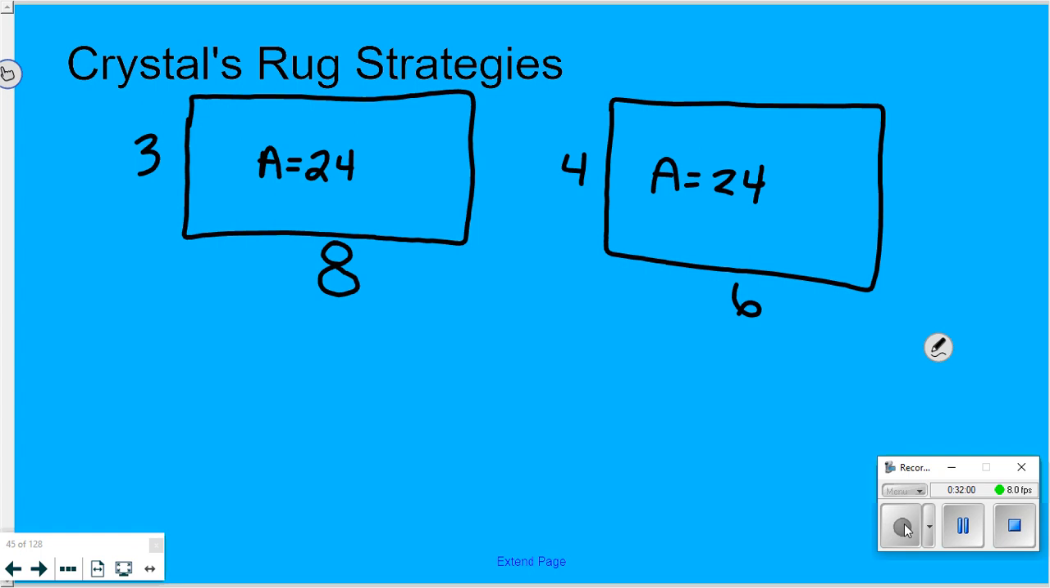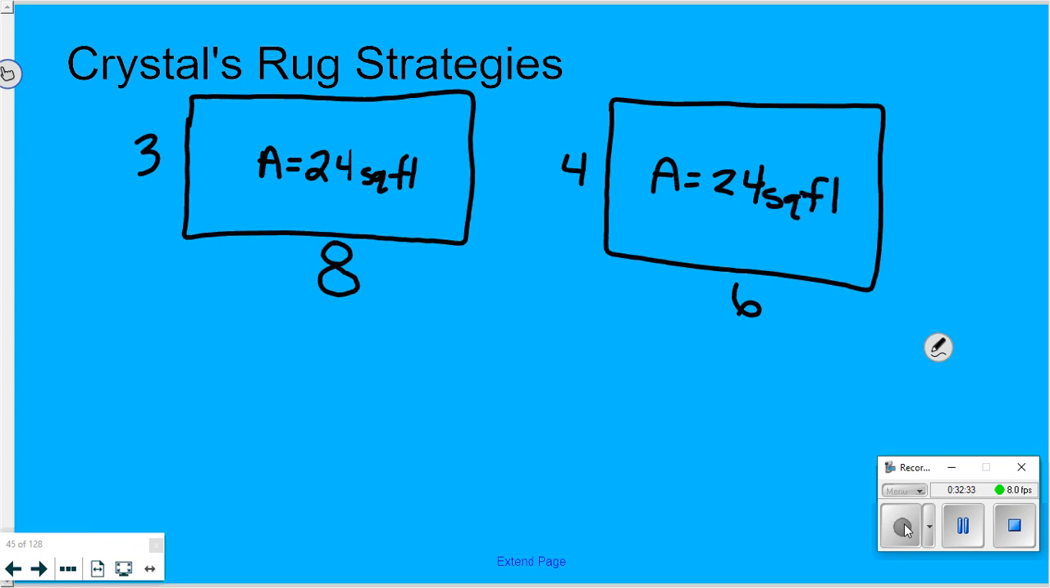What do you think A stands for? What is 24? Area. I'm going to even put my unit. Square. What are we measuring? What's our unit? Is it feet? Nope. Is it inches? It was feet. Look on your paper. It'll tell you. 24 square feet. So is it feet or inches? Feet. Okay.